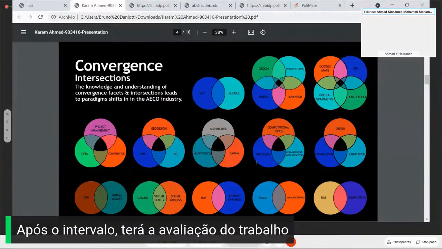The knowledge and understanding of convergent facets and intersections leads to paradigm shifts in the AECO industry. Many factors and concepts, and the intersections between them, are critical in understanding what convergence is and how to find out the limits of what a building designer can do. Understanding all these intersections was critical at the beginning, and how to lay them out and see how it's flowing and how all these intersections are coming together.